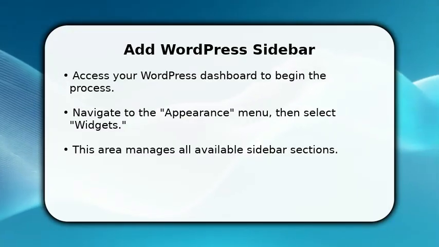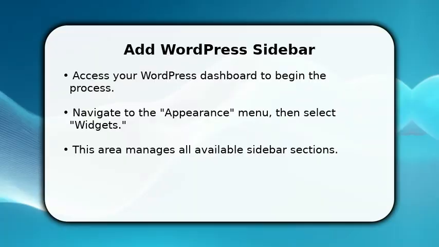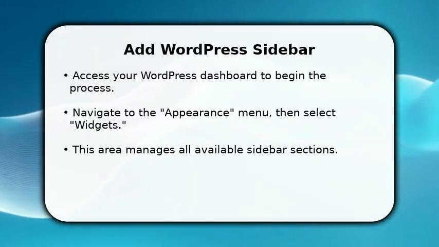In this video, I will show how to add a sidebar in WordPress. First, log into your WordPress dashboard. Once logged in, look for the Appearance menu on the left-hand side. Click on Appearance, and then select Widgets from the drop-down menu.